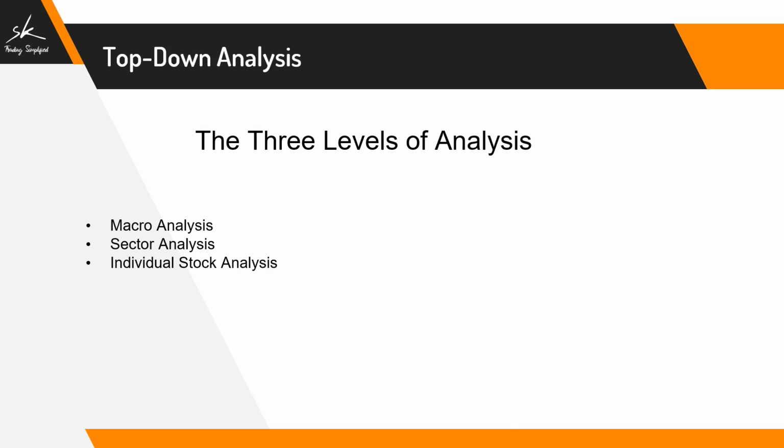Finally, after assessing the macro environment and sector performance, it's time to analyze individual stocks. This involves evaluating company fundamentals, financial statements, earnings reports, and other relevant information that can impact the stock price. By selecting stocks from strong sectors that align with the overall market trends, you increase your chances of success. Let's see this with an example, how we can practically apply this to identify stocks.